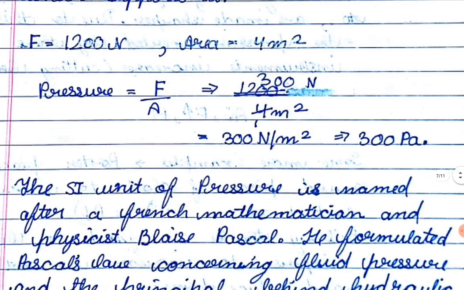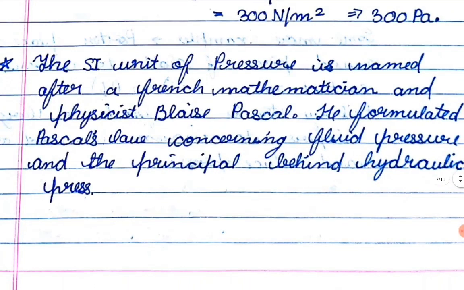As this unit was N per meter square, this unit is known as Pascal. So Pa equals Pascal. Now the SI unit of pressure is named after a French mathematician and physicist, Blaise Pascal. Blaise Pascal formulated Pascal's law concerning fluid pressure and the principle behind the hydraulic press.